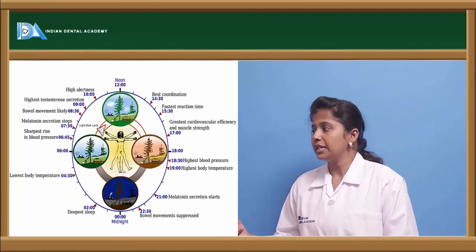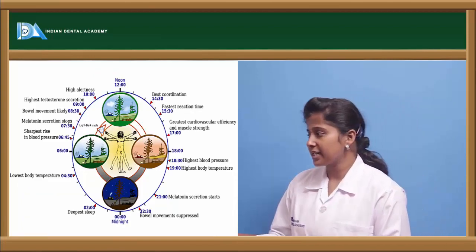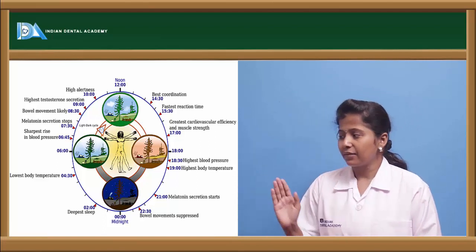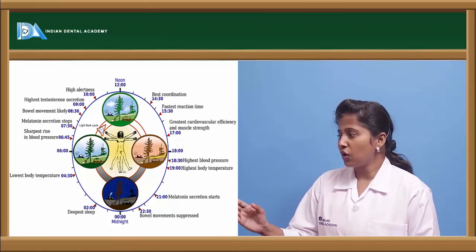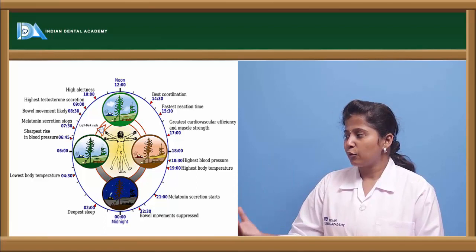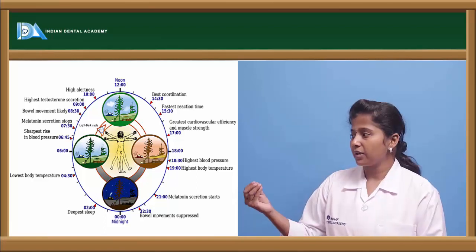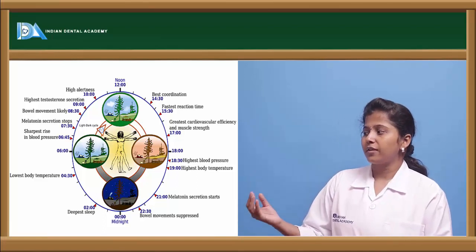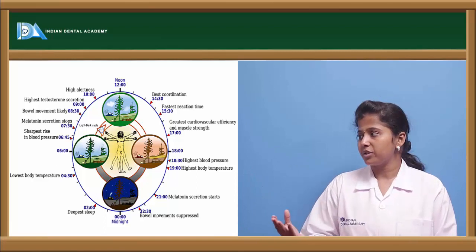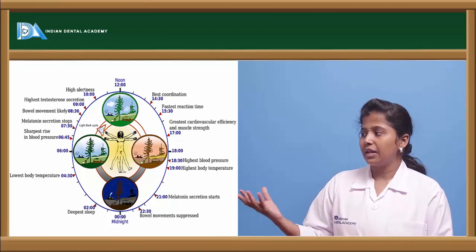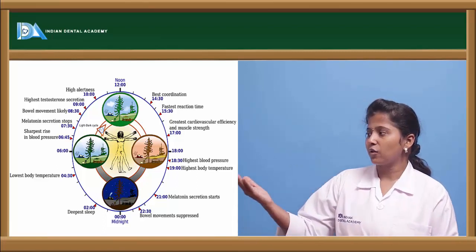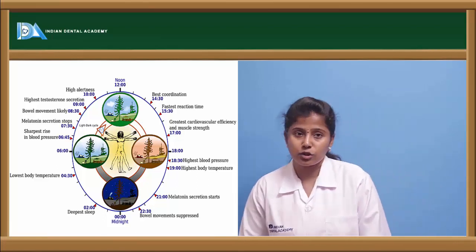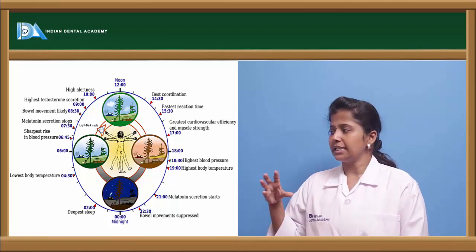So here we can see the circadian cycle. At midnight we have to sleep, and at 2 o'clock there will be deep sleep, and at 4:30 there will be a slight dip in body temperature, and in the morning at 6:45 there will be a rise in blood pressure, and at 8:30 there will be bowel movements, and at 9 o'clock there will be the highest testosterone secretion. So all these are the circadian rhythms.